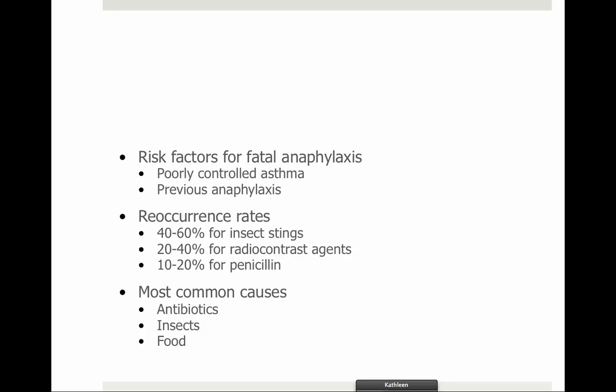Risk factors for fatal anaphylaxis are poorly controlled asthma and previous anaphylaxis. Recurrence rates for insect bites are 40 to 60%, 20 to 40% for radiocontrast agents, and 10 to 20% for penicillin. Most common causes of anaphylaxis are antibiotics, insects, and food.